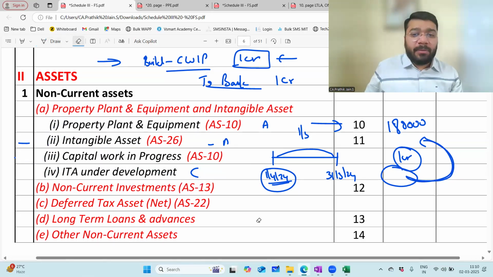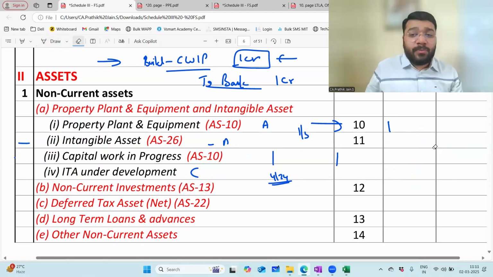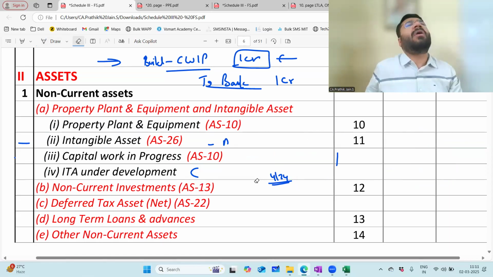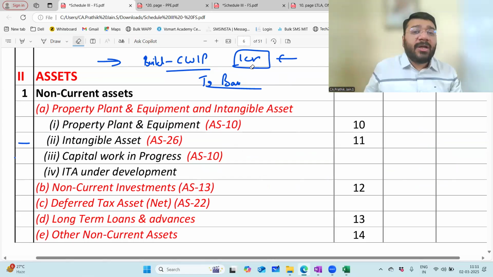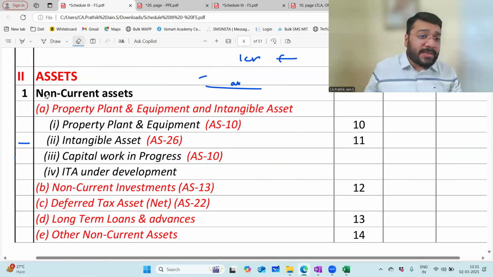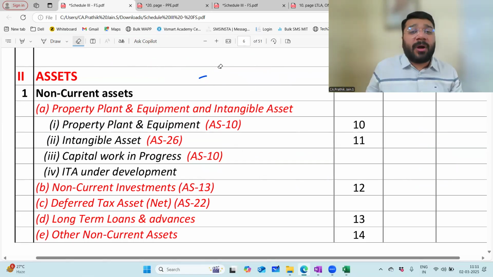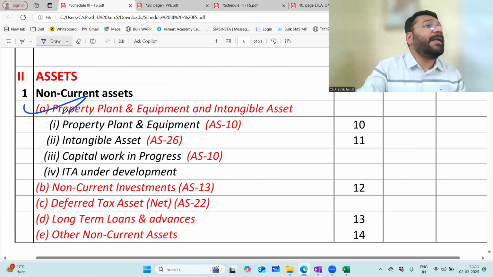Now, do you have any problem in this? Just talk from the classification point of view. From the accounting point of view, I have a lot of information to share because I'm meant to discuss AS10 and AS26 with you. So accounting point of view, don't ask. Classification point of view, if you have any problem, please let me know. Are we done with PPE and intangible assets?